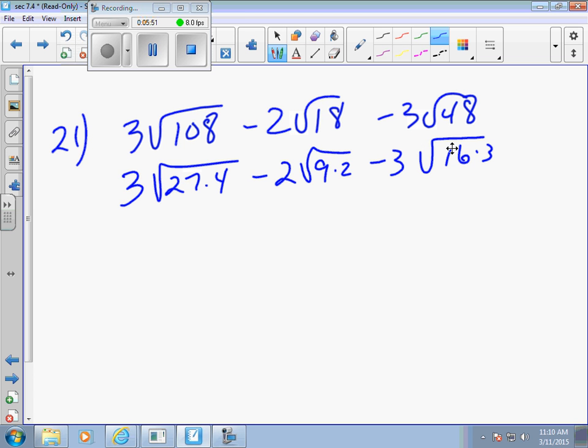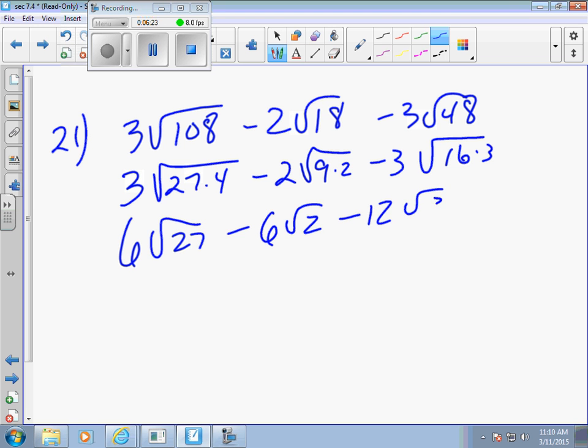When I simplify that, when we bring out the 4, it'll become 3 times 2 is 6. Here I bring out the 9, it becomes a 3. 3 times 2 is 6. And here the 16 comes out as 4, gives me negative 12 root 3.